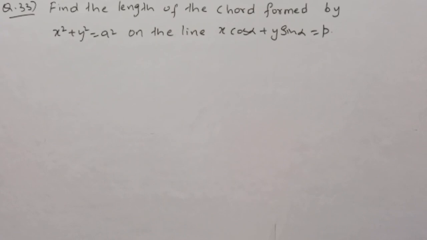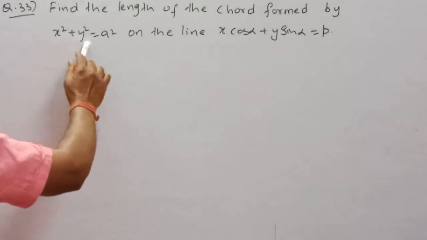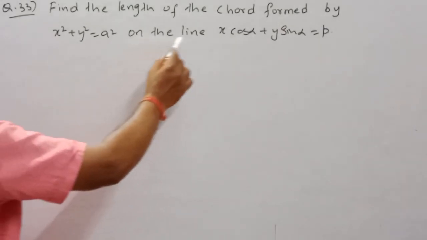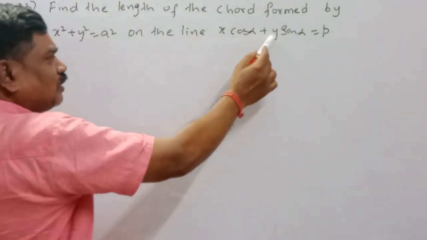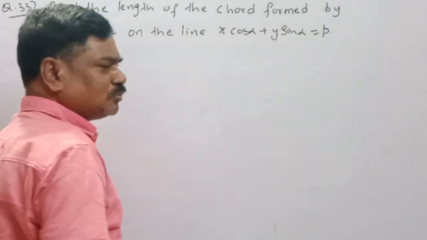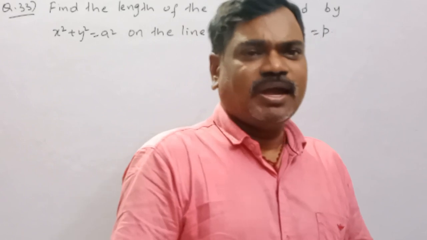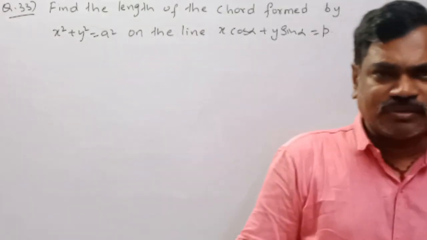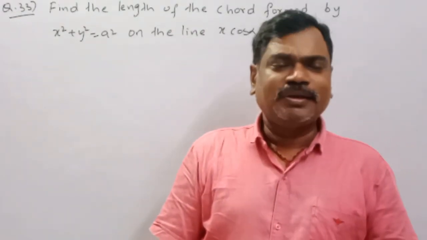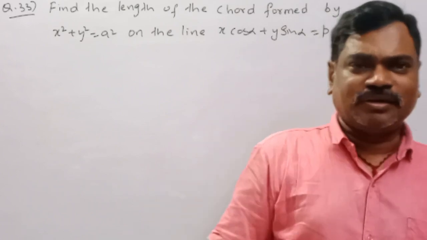Here we have one more problem from circles. Find the length of the chord formed by x square plus y square is equal to a square on the line x cos alpha plus y sin alpha is equal to p. So here we have been given the circle equation and the chord equation. We have to find the length of the chord of the circle.